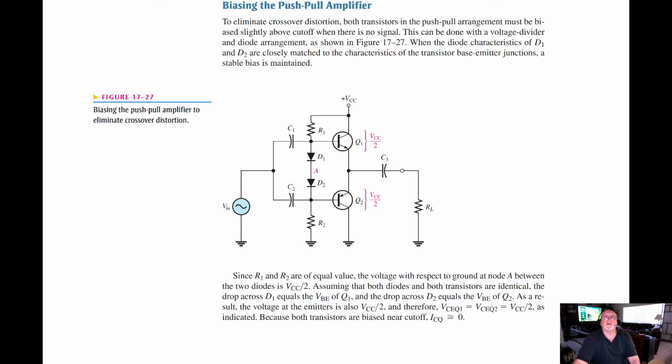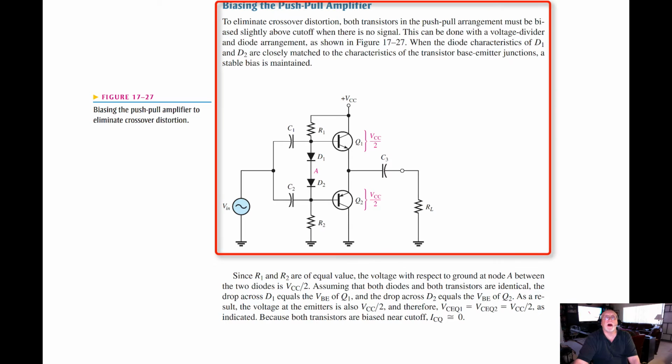To eliminate crossover distortion, both transistors in the push-pull arrangement must be biased slightly above cutoff when there is no signal. This can be done with a voltage divider and a diode arrangement. When the diode characteristics of diode 1 and diode 2 are closely matched to the characteristics of the transistor base emitter junctions, a stable bias is maintained. So you can see here we've added diode 1 and diode 2 into the base part of the circuit.